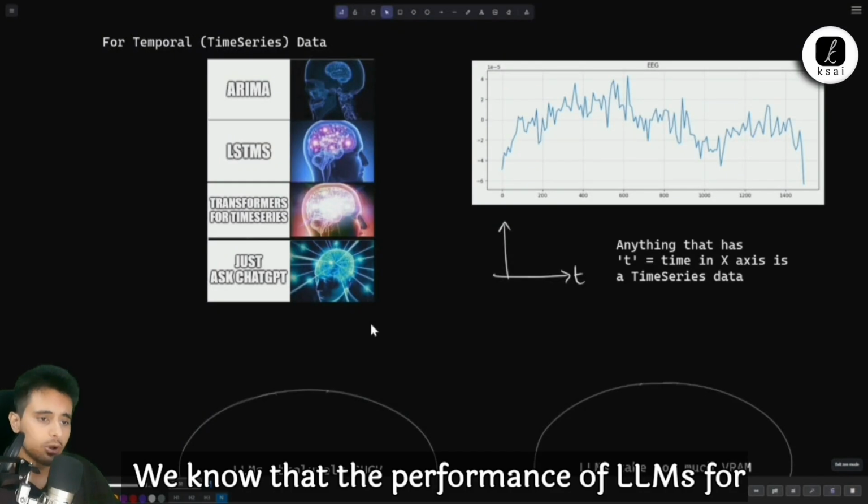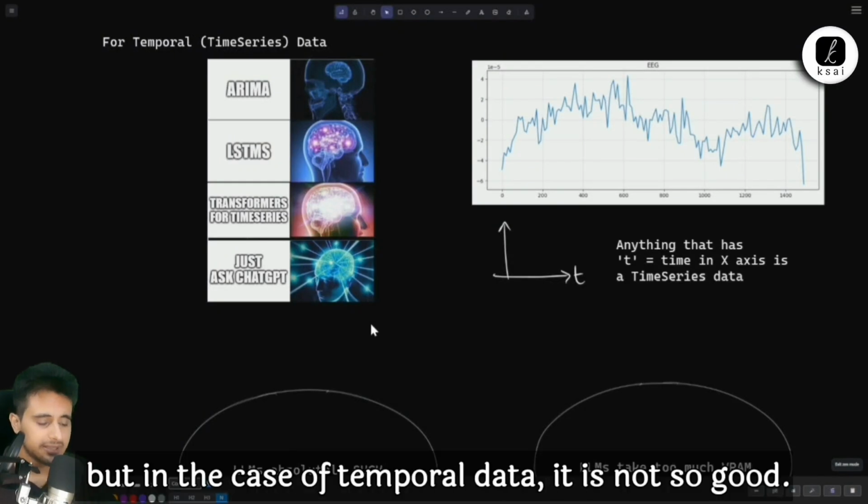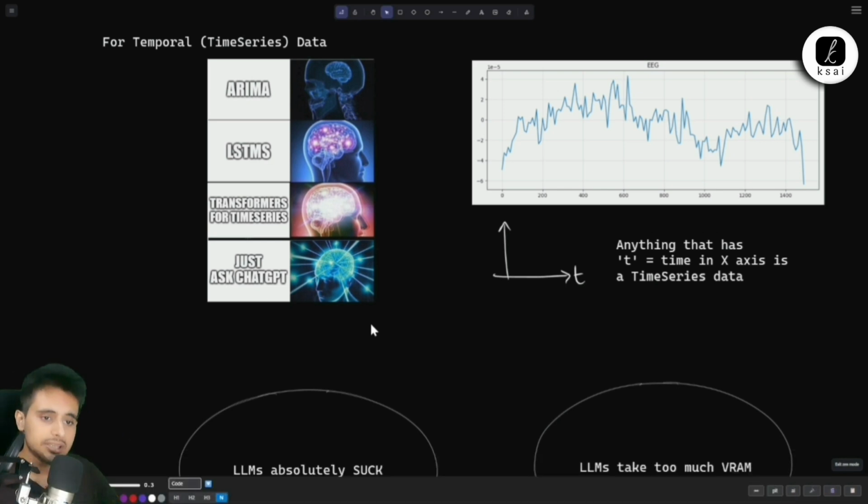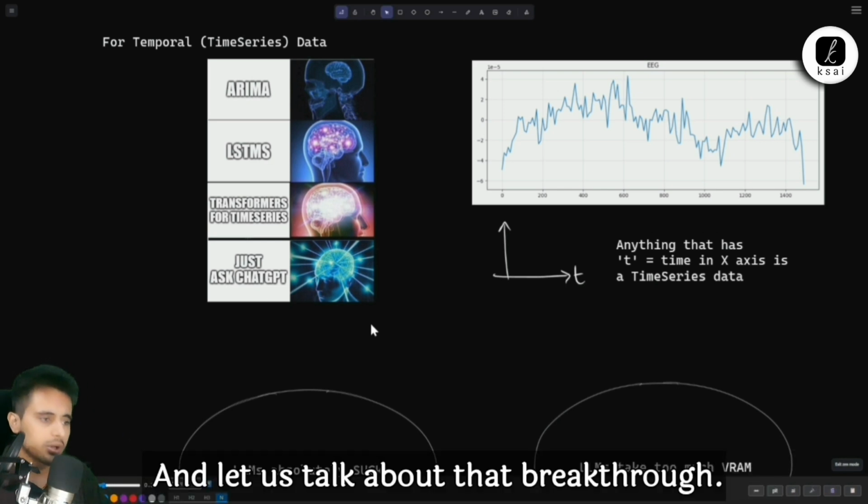We know that the performance of LLMs for texts is pretty good, but in the case of temporal data, it is not so good. So because of that, we have to solve that problem. But there's a new breakthrough that actually addresses this problem pretty well. And let us talk about that breakthrough.